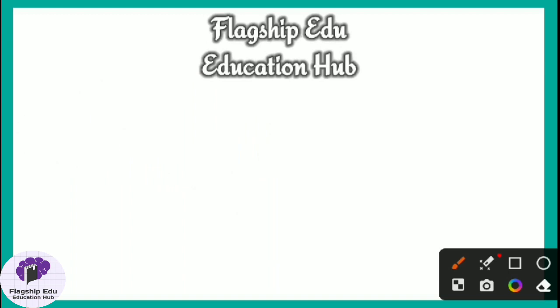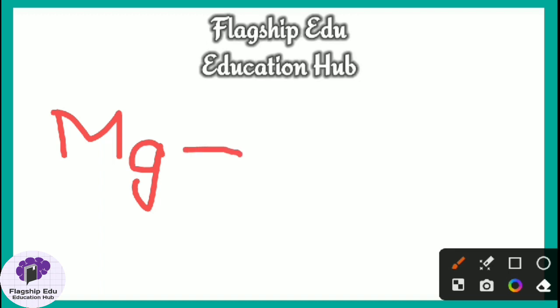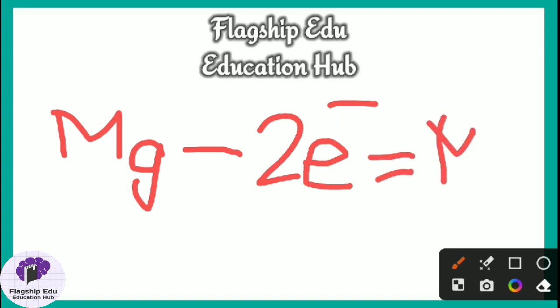So here what we have to do is write that Mg will leave 2 electrons, as its electronic configuration is 2, 8 and 2. So it will lose 2 electrons to complete its octet. If it loses 2 electrons, it will become Mg2 plus. As it becomes Mg2 plus, you can see that it has become a positive ion or a cation. So its valency is 2.